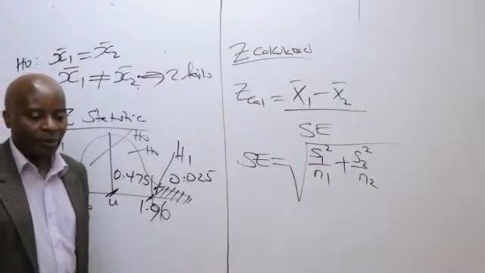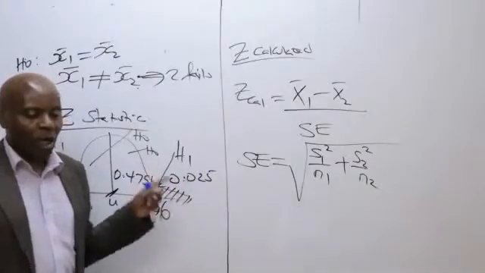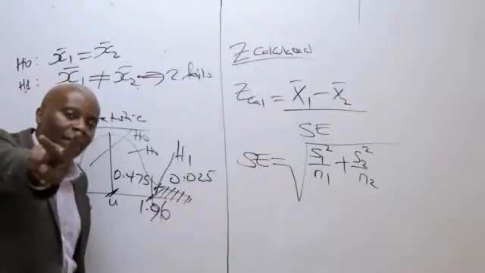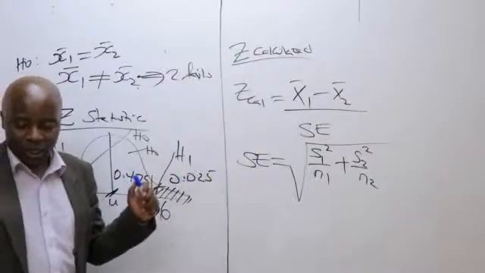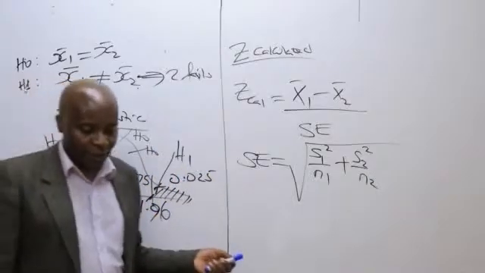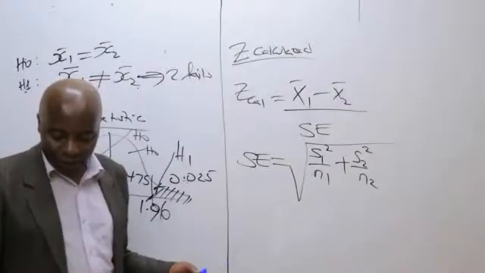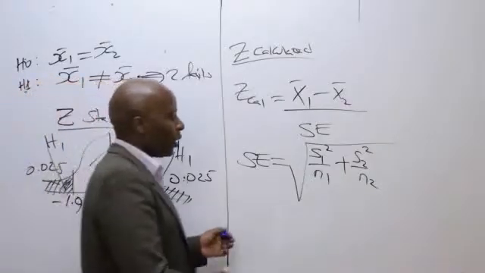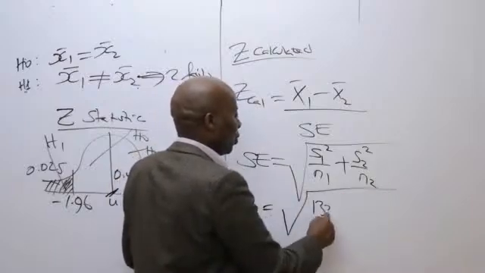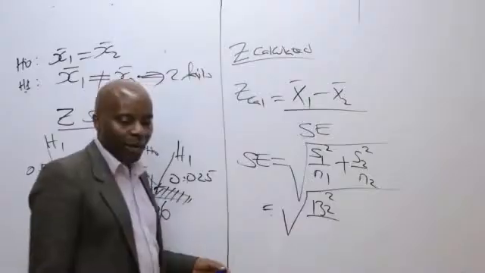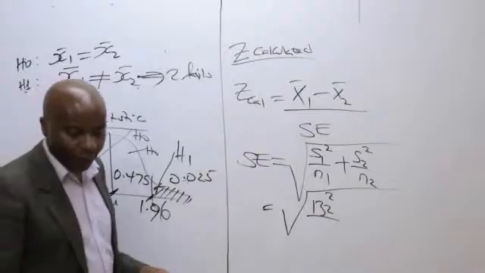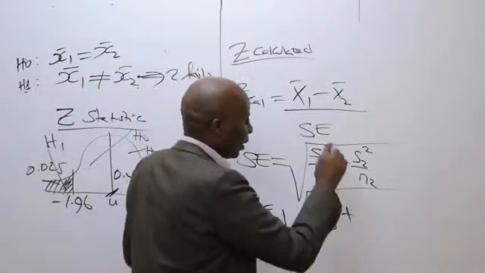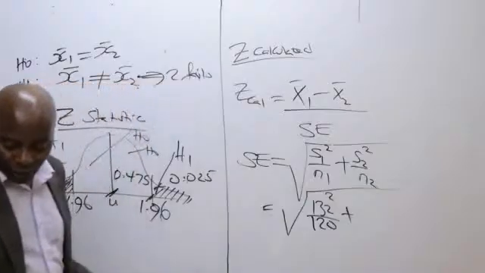So this is a very important formula of getting the standard error whenever you've got two samples. You must always reason like this. Remember, S stands for standard deviation. So for X it is 132, so I'll have 132 squared all over N1, sample size 1, which is 120. Plus, sample 2, standard deviation is 149.